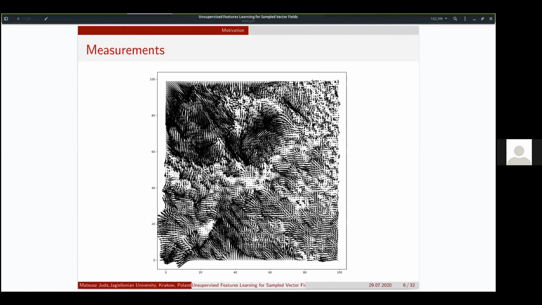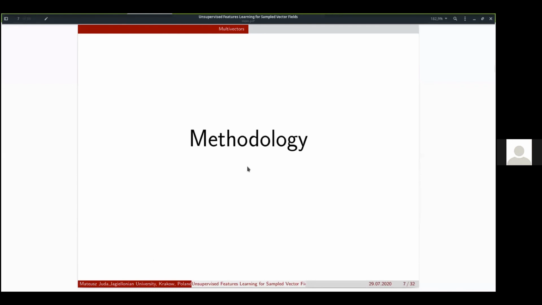So we do not assume that the data is actually given by a dynamical system. It is just a bunch of arrows, and we would like to analyze this bunch of arrows. What kind of methods can we design and apply to this kind of data sets?